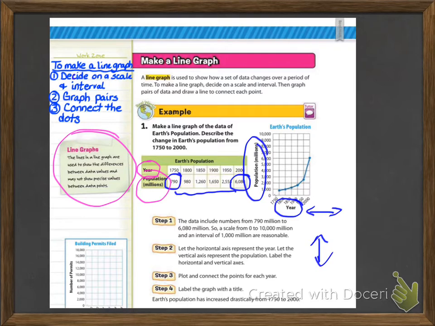Step 3 says to plot and connect the points for the year. So you're going to put your dots and then connect them. And then, of course, label your graph with the title. So the title for this one is Earth's population right over here. And they got that from this over here.